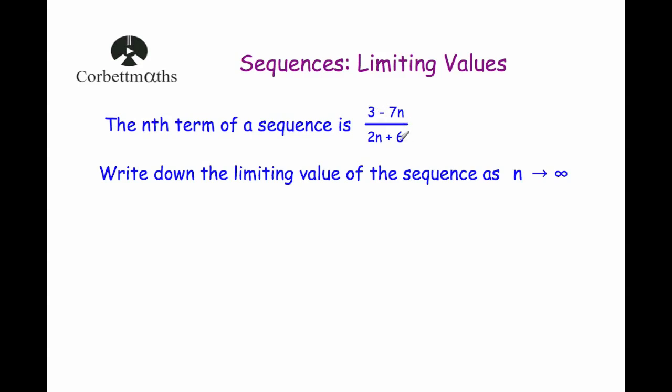Well, the 3 and the 6 will have a very little effect, so we'll be left with minus 7n over 2n. Now again, the n's cancel, so we'll be left with minus 7 over 2. So this sequence, as you put in large numbers, you can test it out in your calculator and put in the 1000th term and the 10,000th term and see what you get. But they're going to get closer and closer to this limiting value, which is minus 7 over 2, or minus 3.5. And that's it.